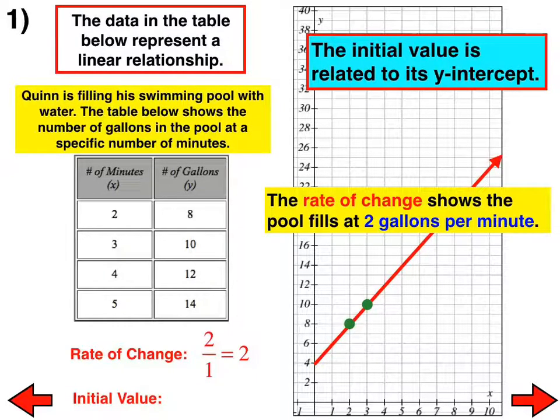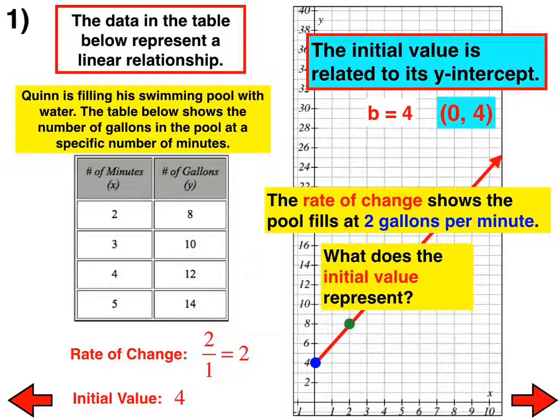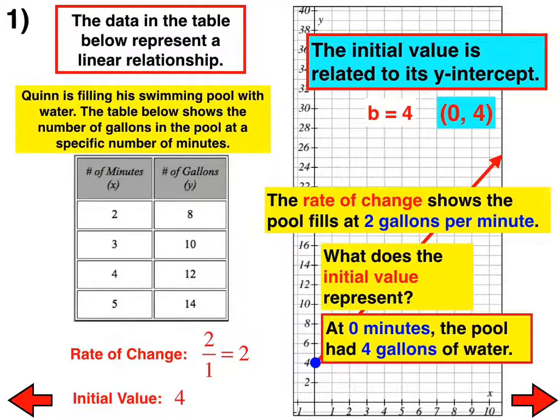The initial value is related to the graph's or table's y-intercept. Now we know the y-intercept from the graph is at (0, 4), and the b value of that is 4. The initial value is like taking both of those ideas and putting it in terms of the context that we have for the problem. So of course, right there is the y-intercept. So the initial value is 4, but what does the initial value represent? Well, what it represents is that at 0 minutes, the pool had 4 gallons of water in it.